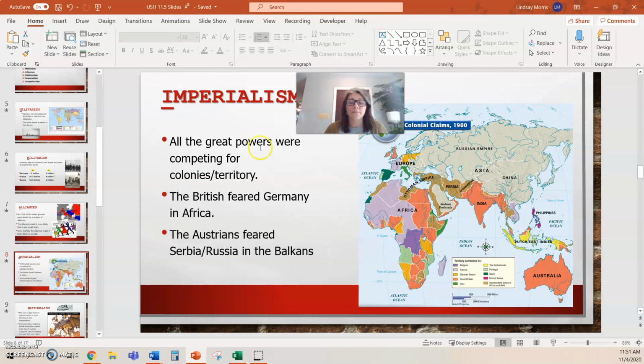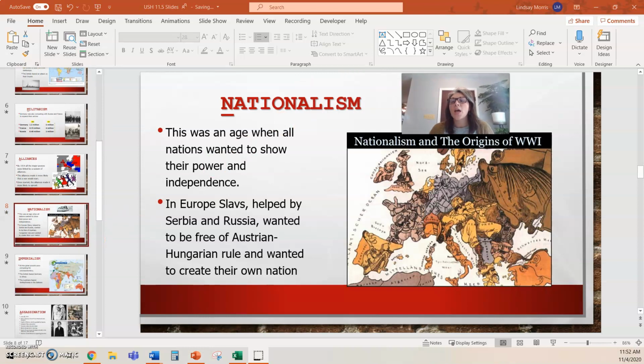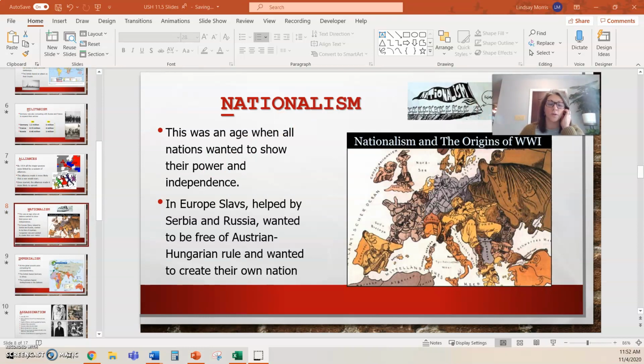The next one is imperialism. And remember, not imperialism, nationalism, because N comes before I. Let's go to nationalism. The next one is nationalism. And this is an age when countries really wanted to show their power and their independence. So a lot of very large empires at this time, like Austria-Hungary, or even Germany, or even Russia, were very, very large, and they encompassed lots of different groups of people. And in some of the cases, those groups of people didn't want to be part of that larger empire. They wanted to create their own nation.